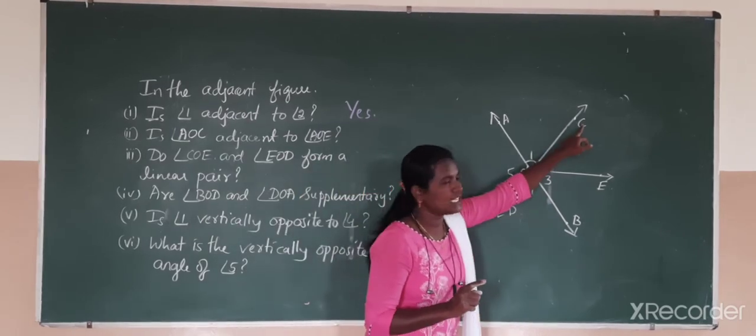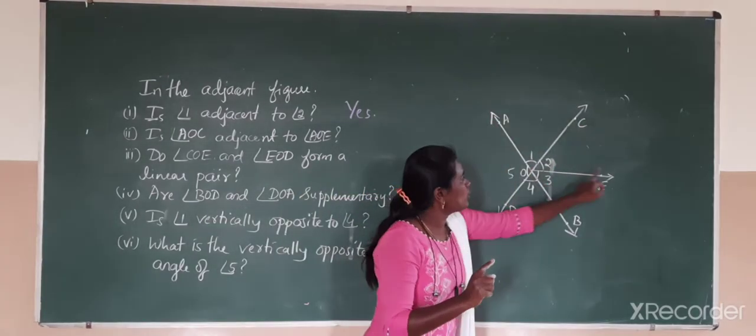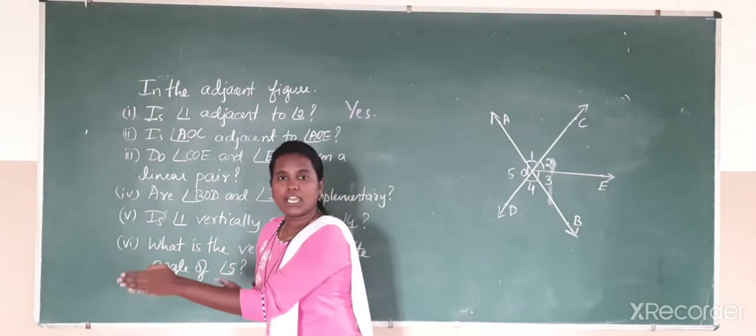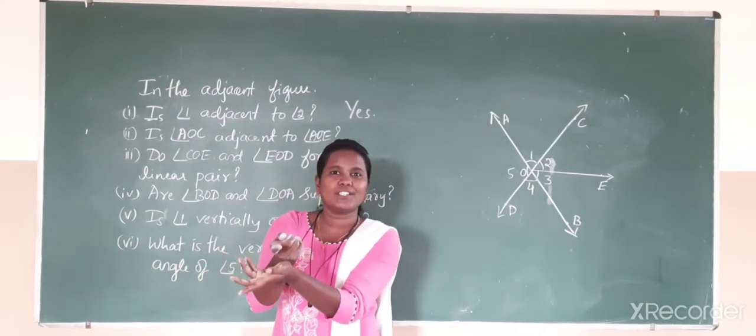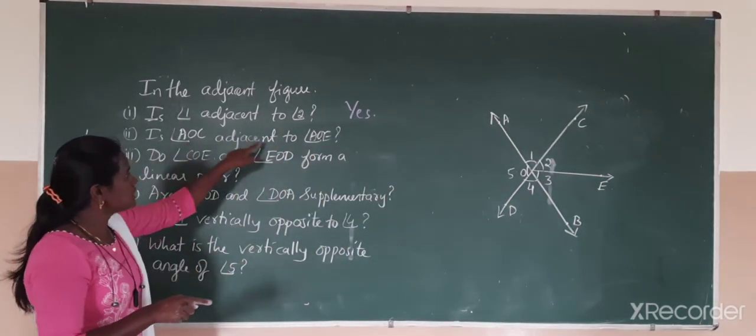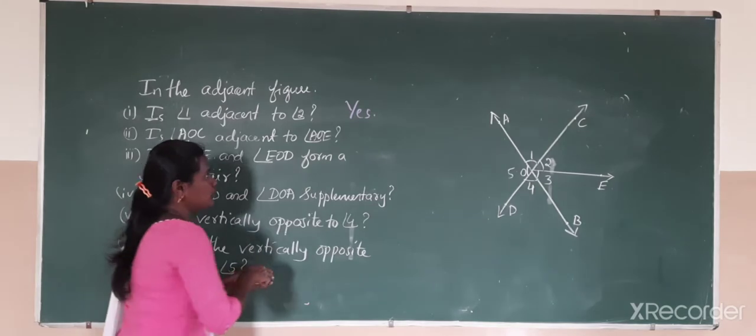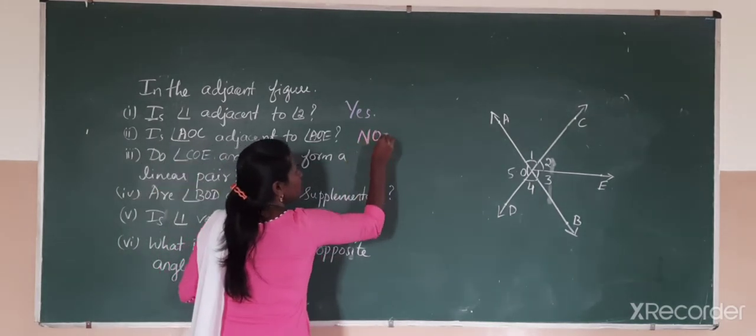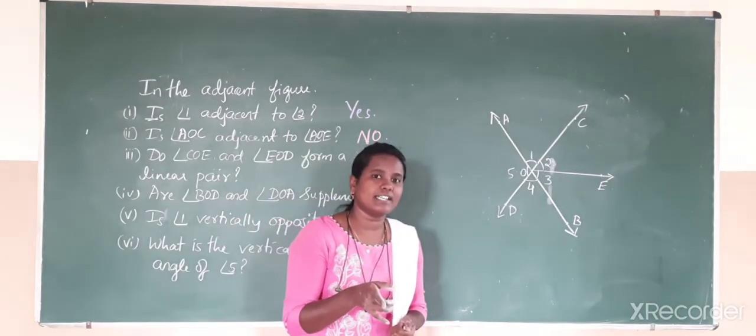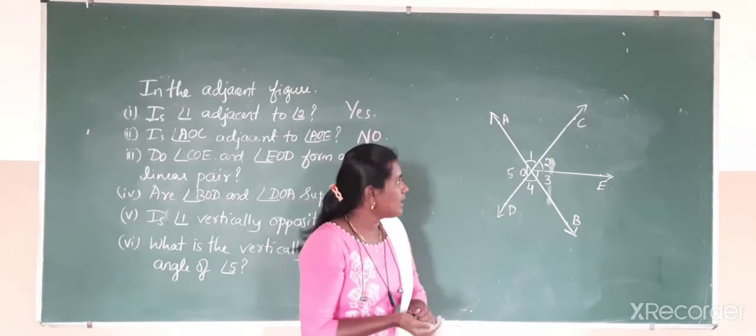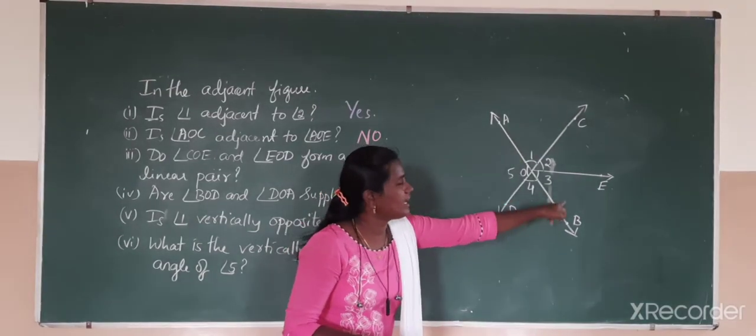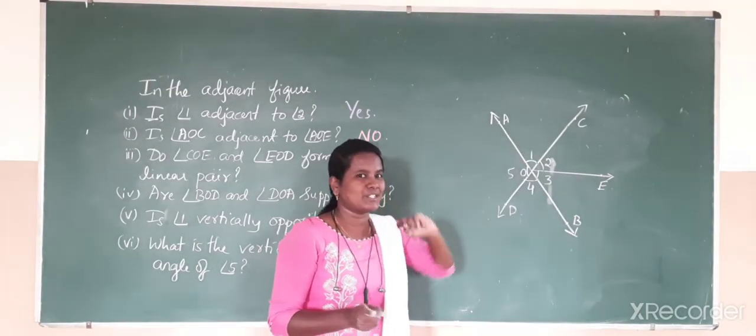AOC and AOE are adjacent? AOC and AOE are adjacent. That angle 2 is not there. Therefore, is this correct? Is AOC adjacent to AOE? No, these are not. Why are these not adjacent angles? Because the common arm OC is not dividing AOE into two parts.